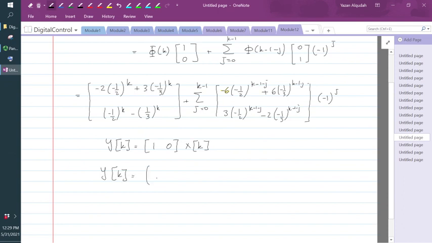I'm going to get y of k equal to negative 2 multiplied by negative 1/2 to the k plus 3 multiplied by negative 1 over 3 to the k, plus the summation j equals 0 to k minus 1 of negative 6 multiplied by minus 1/2 to the k minus 1 minus j, plus 6 multiplied by negative 1 over 3 to the k minus 1 minus j, multiplied by negative 1 to the j.